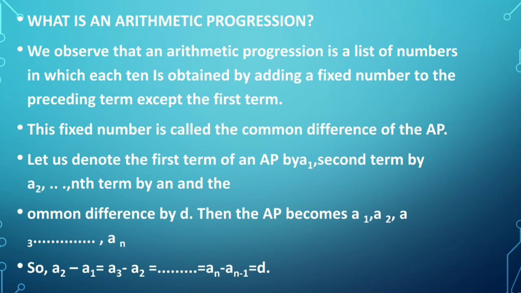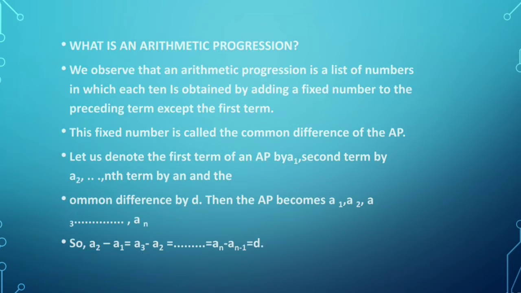Let us denote the first term of an AP by a1, the second term by a2, and so on, the nth term by an, and the common difference by d. Then the AP becomes a1, a2, a3, up to an. So a2 minus a1 is equal to a3 minus a2, and so on, is equal to an minus a(n-1), which is equal to d. Here d is called the common difference.